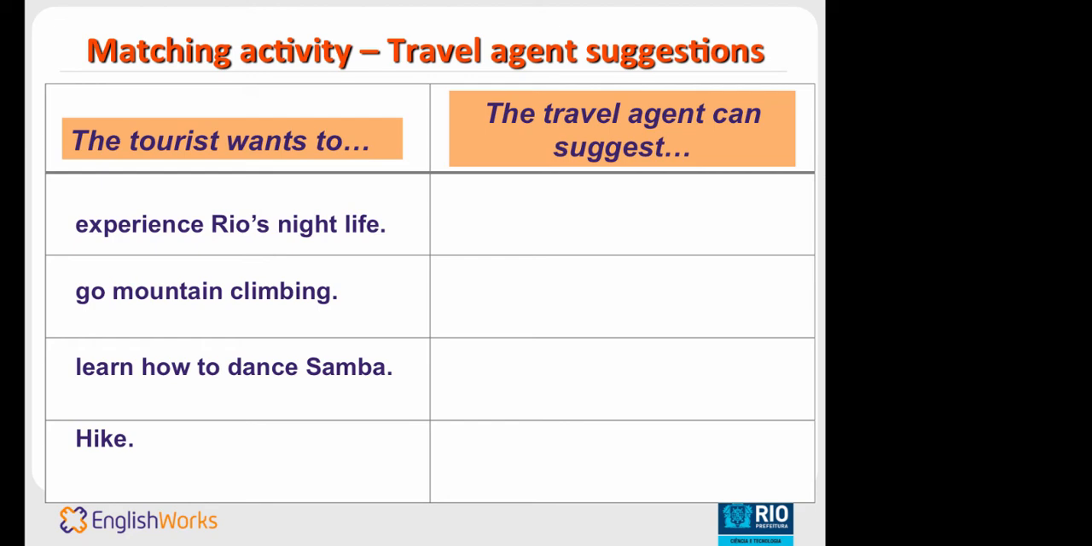What if the tourist wants to go mountain climbing? What would you suggest? Our travel agent suggested go to Morro da Urca. Are there other places where you can go mountain climb in Rio? Write your suggestion on Facebook. Our tourists want to learn how to dance samba. Where should they go? Our tourists want to hike. Where should they go? Let's see the answers.